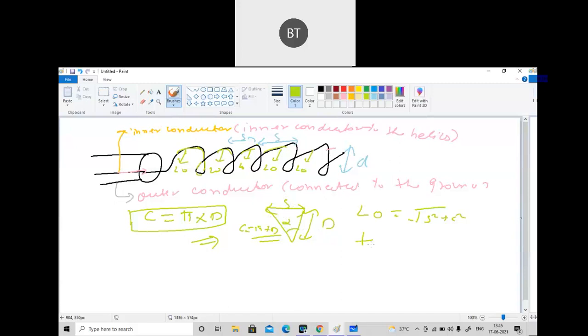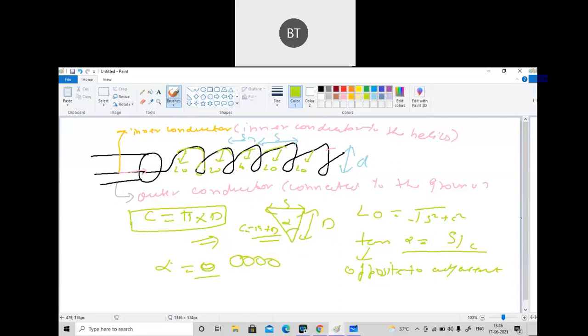Suppose tan alpha equals S by C. What we have applied is opposite over adjacent, as we have read in mathematics. So tan alpha equals S by C. Suppose alpha is 0, then the spacing between them will become a loop. If you substitute this alpha value, the spacing will become like a loop.